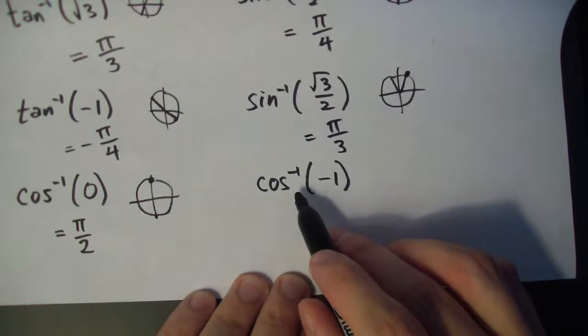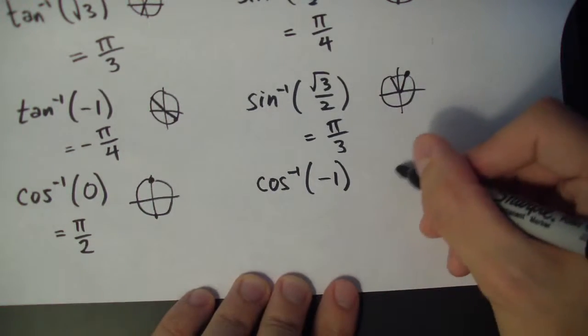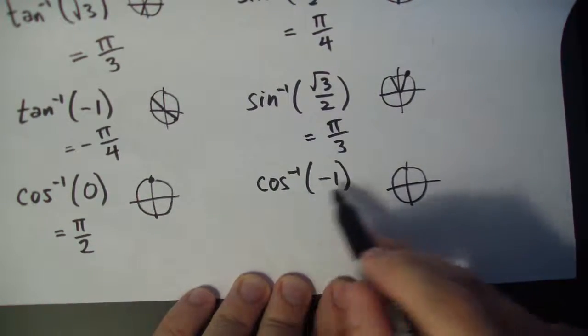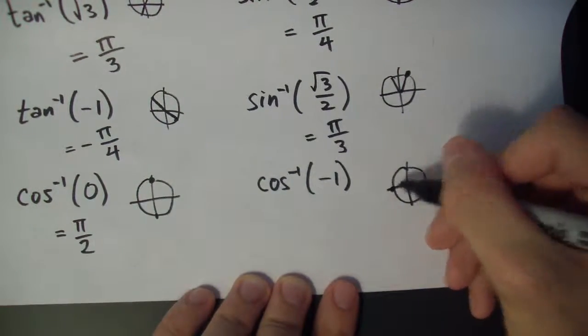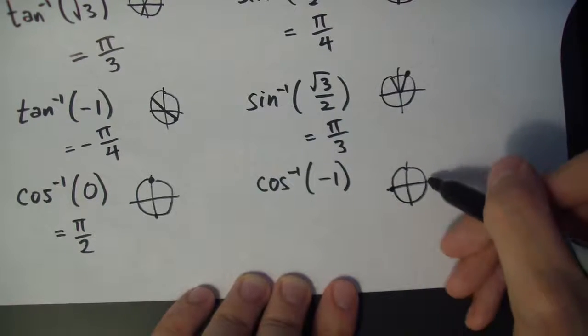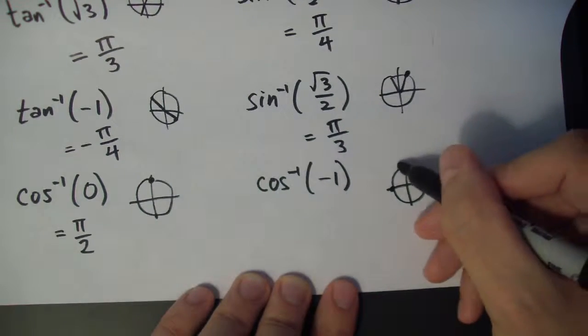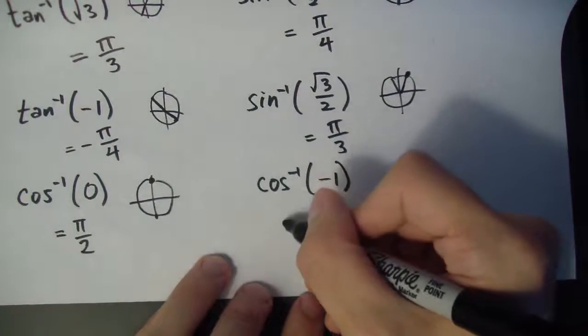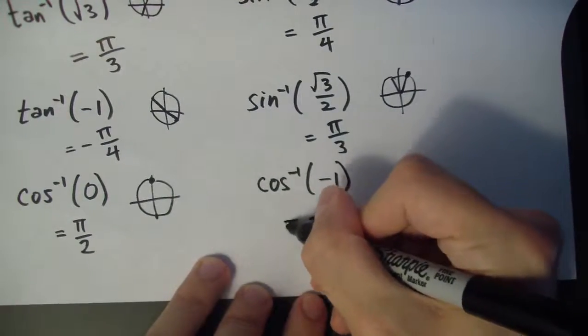All right, finally, what about inverse cosine of minus 1? Well, cosine is equal to minus 1 over here at pi, and that's within the range, right? 0 to pi. So this will just equal pi.